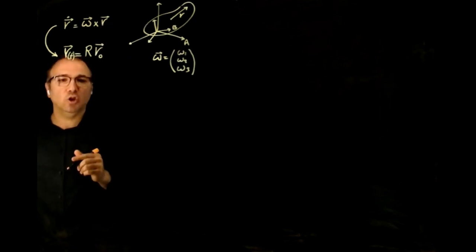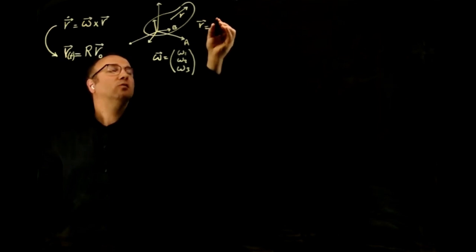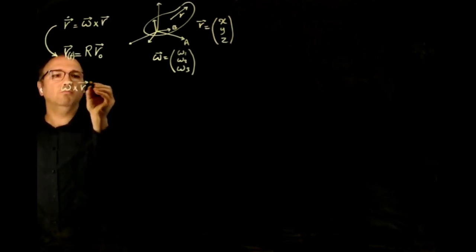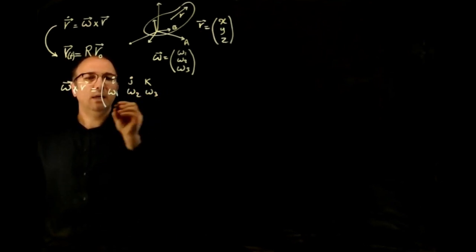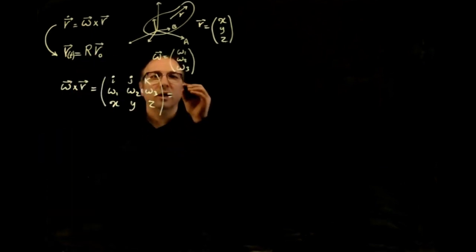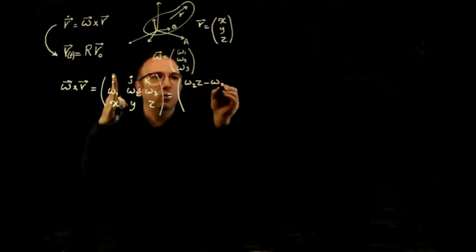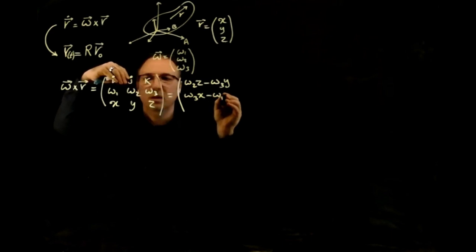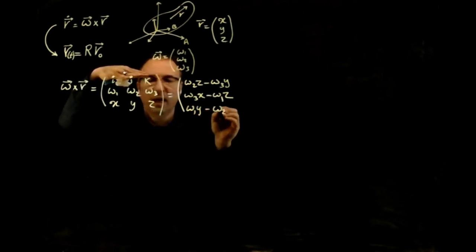So let's start from that cross product. If R is X, Y, Z, then to calculate omega cross R, one way is to write it this way, I, J, K, and then put omega 1, omega 2, omega 3 here, and X, Y, Z here. We can write it this way. We get rid of I here. We would have omega 2Z minus omega 3Y. Then for J, we would have omega 3X minus omega 1Z. And then for K, we would have omega 1Y minus omega 2X.